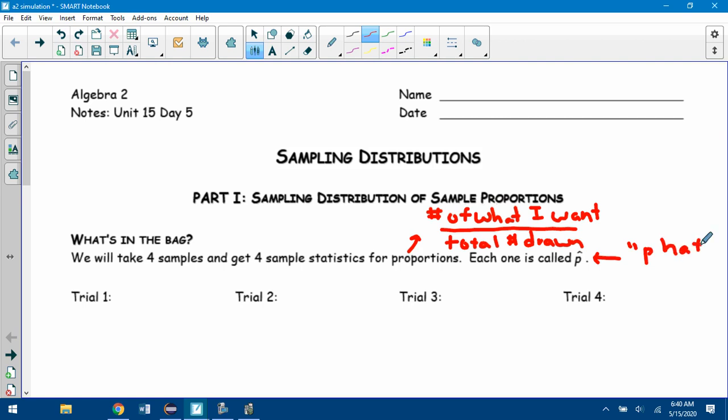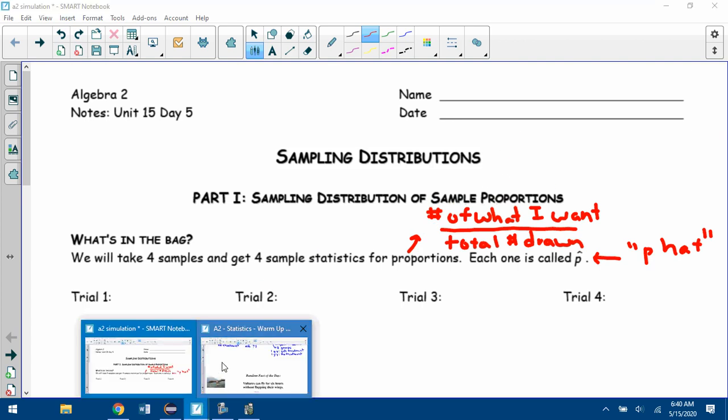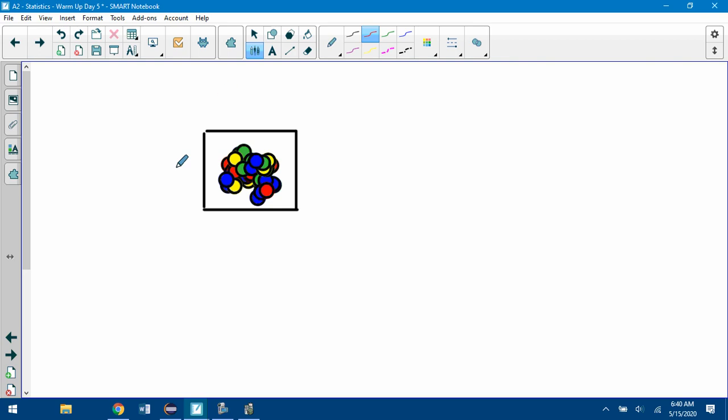And p-hat is just the proportion of one sample. So let's go back over here. I've tried to make a fake bag. So here's a bag. There's some reds, there's some green, there's some yellow, there's some blue. Some percentage of them are red.